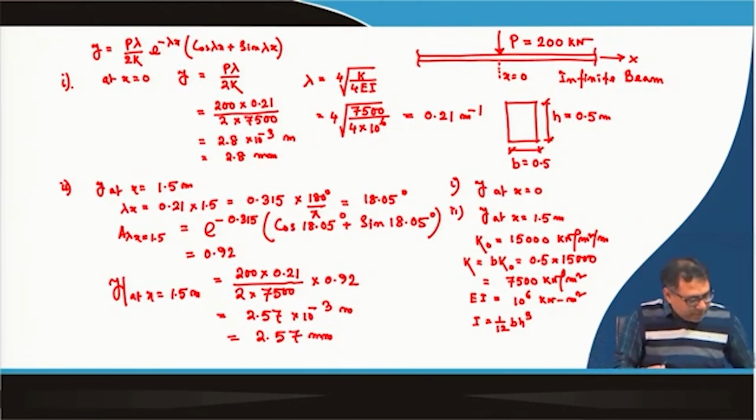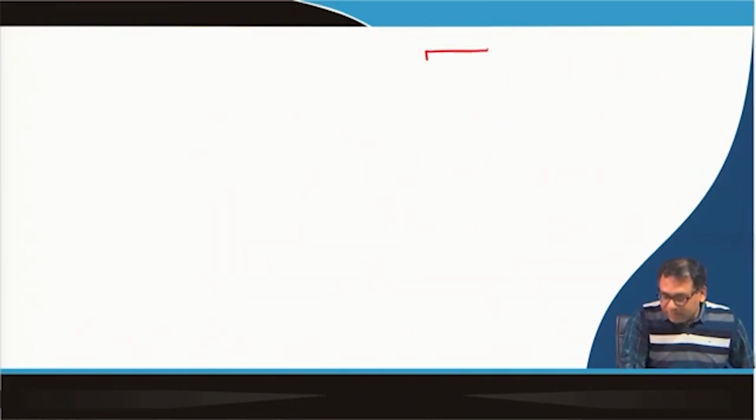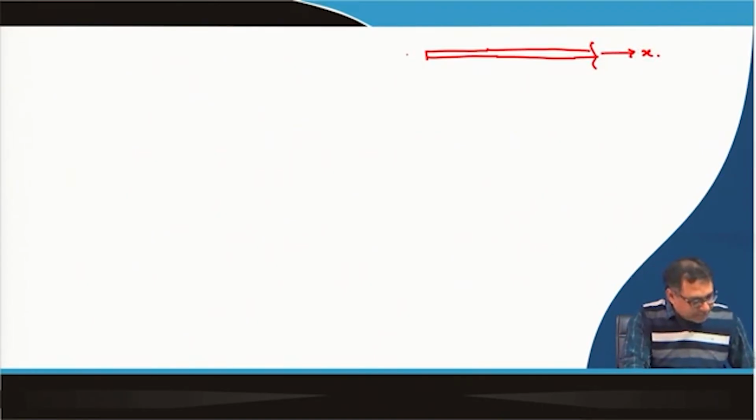So, the next problem that I will discuss is for a semi-infinite beam. I will take a similar type of problem, but now the beam is semi-infinite. So, this is a semi-infinite beam. It is infinite in this direction. So, here it is a free end beam. So, this is the free end.